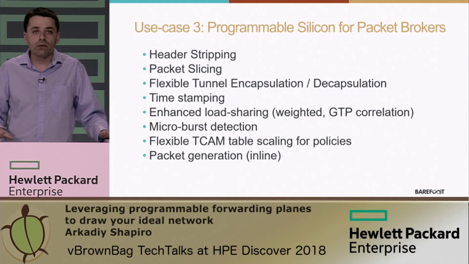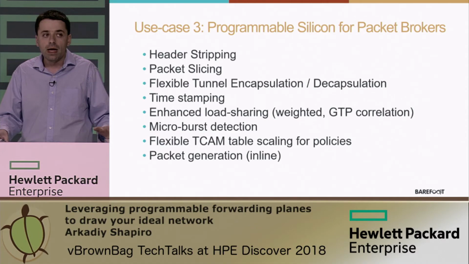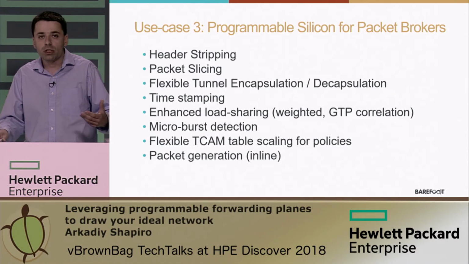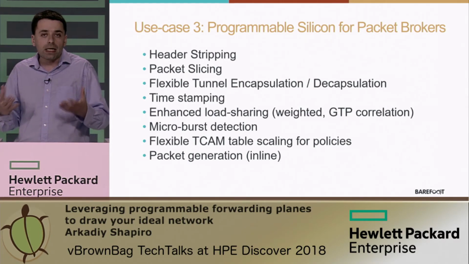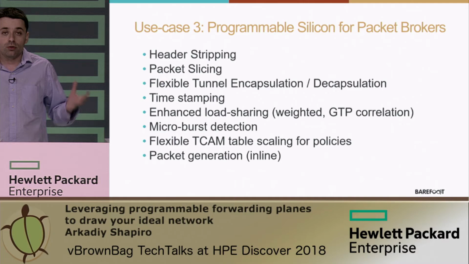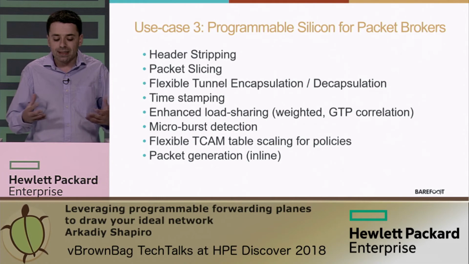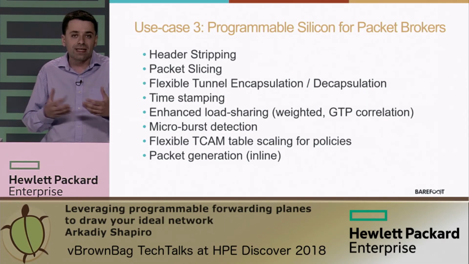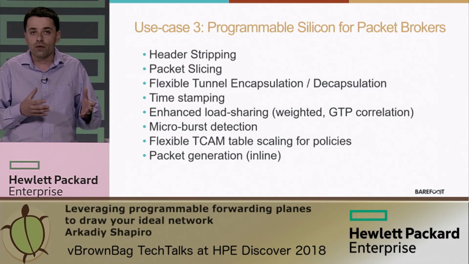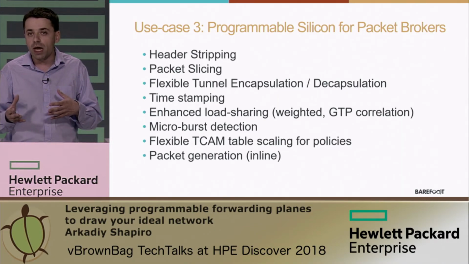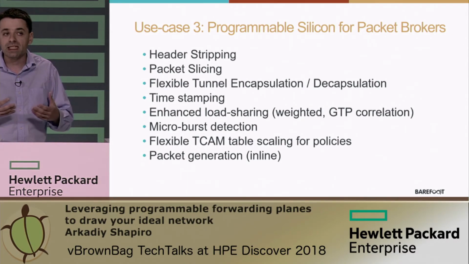Another case, programmable silicon for packet brokers. Those of you who are familiar with packet brokers, coming from various companies such as Big Switch Networks, Gigamon, Ixia, and so forth, really what packet brokers have been doing up until now is tap and span aggregation. And for some advanced functionalities like header stripping, packet slicing, and any advanced tunnel encapsulation, they had to rely on either servers with DPDK or FPGAs. All of that drives up the cost and makes that solution a little bit less flexible.